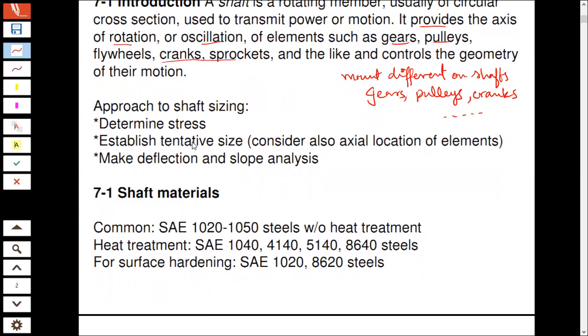For shafts, what do we need to do when we design a shaft? Just a plain simple shaft is going to look like this. It will have some diameter d, and it will have some length L, for example.